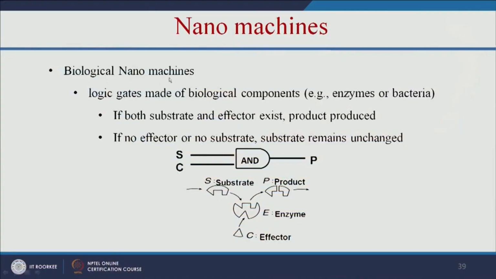So, let us see in case of biological nano machines, we can make this kind of logic gates. Suppose if both substrate and effector is present, then only it will make the product. If there is no effector or no substrate, the substrate remains unchanged. So, we can make such kind of logical gates. For example, if your cancer cell is expressing two kind of receptors or two kind of markers, so then only this nanoparticle will bind, the nano machine will bind and it will release the drug. Okay. So, it will not release the drug to any healthy cells. So, we can target it for various drug delivery applications.